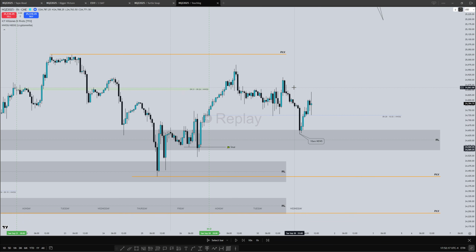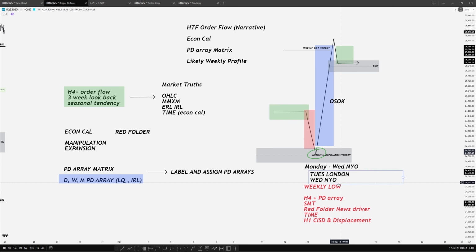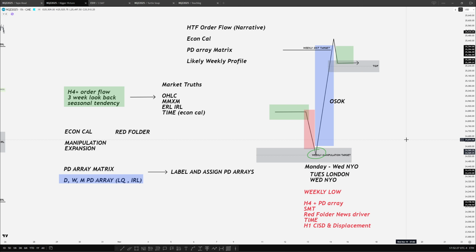We're not going to be worried about that. We don't see that as a run on stops. We see that as a market structure shift, and then we look for entries after that. So this kind of goes through what I would be looking for on Sunday.